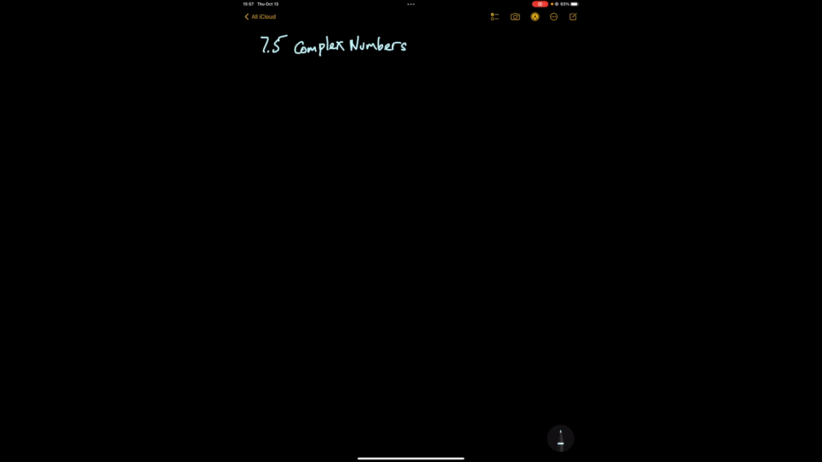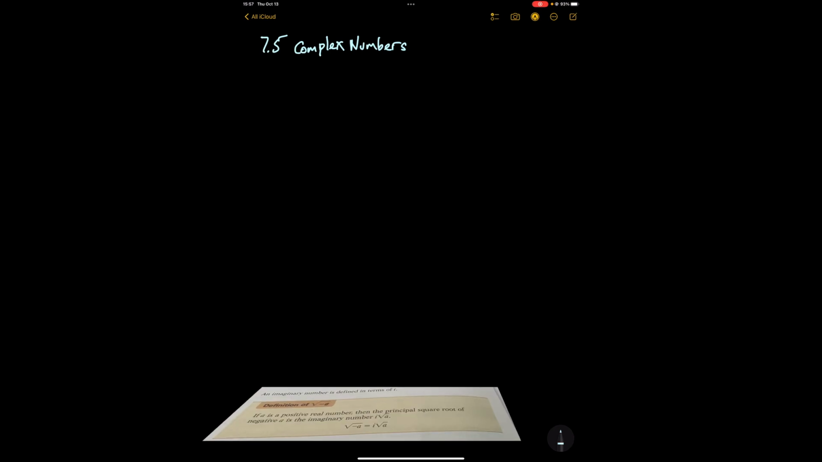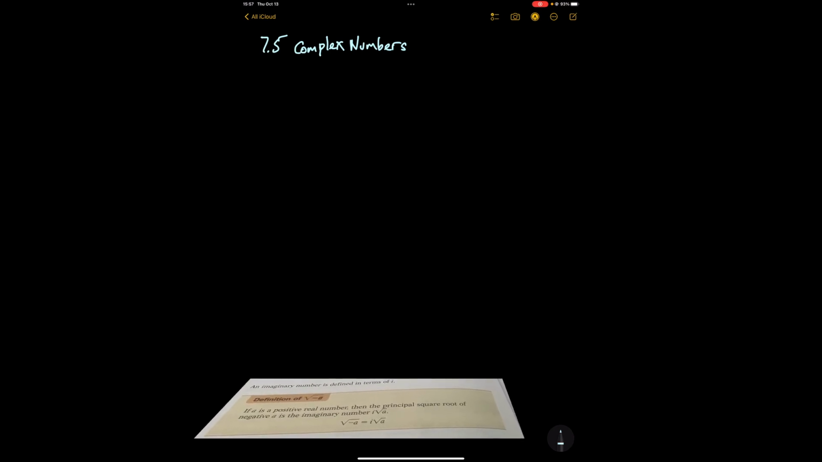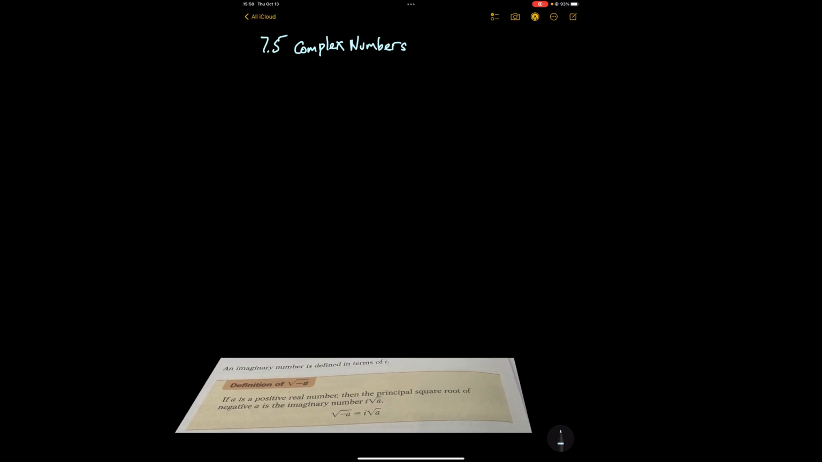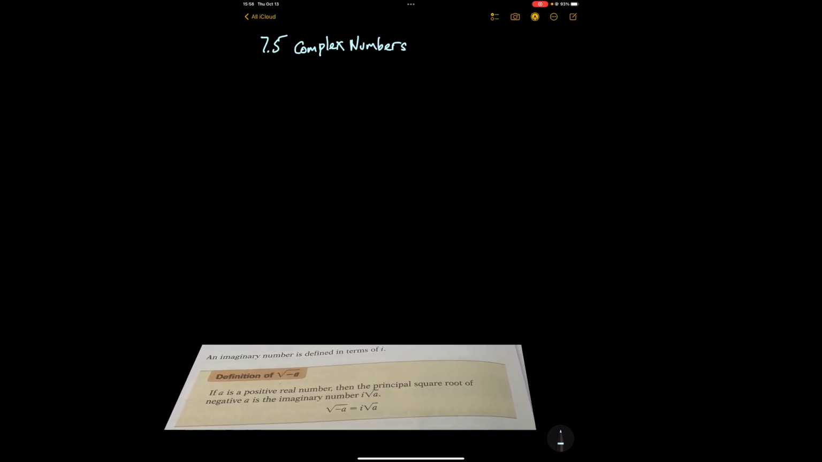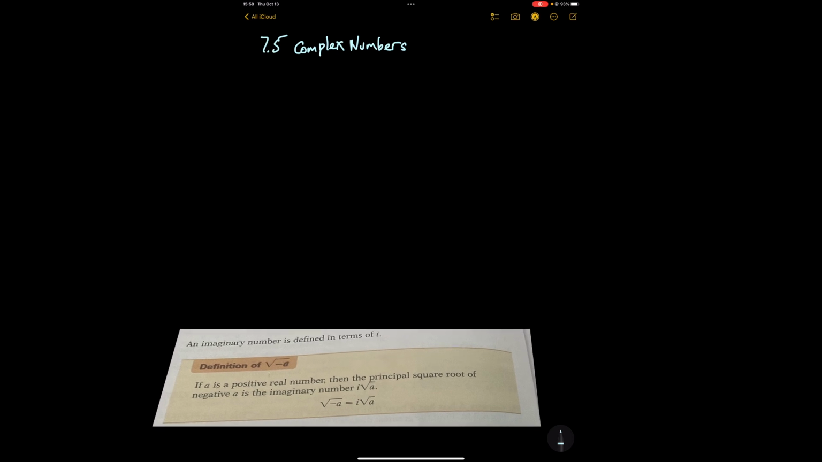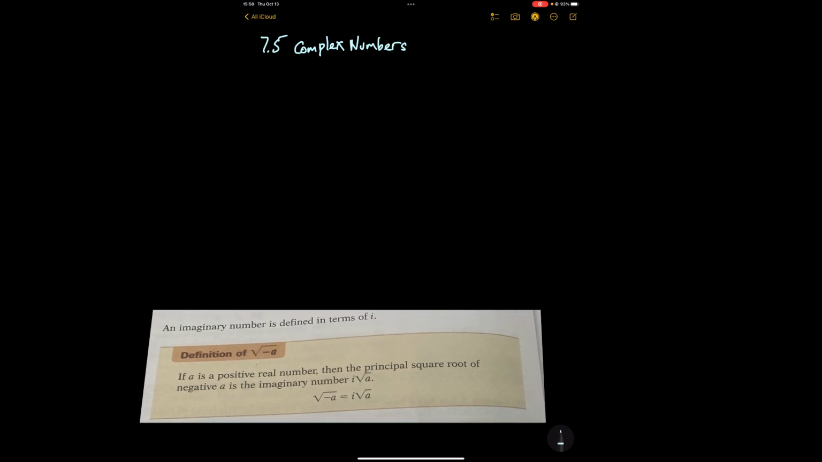So we have, first of all, the definition of the square root of negative a. If a is a positive real number, then the principal square root of negative a is the imaginary number i square root of a. Namely, it's written as the square root of negative a equals i square root of a.